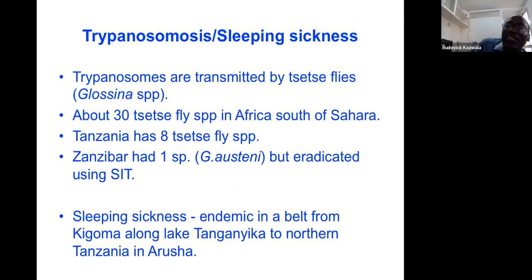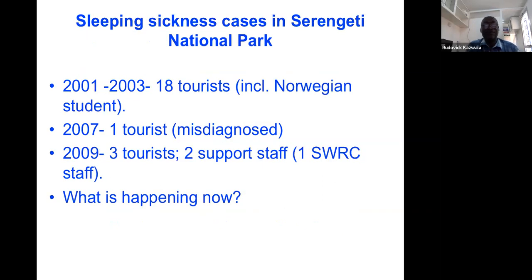Human sleeping sickness has occurred, especially in the western part of the country, but there were a few cases in Serengeti where especially tourists who were visiting there got the disease, but this has been contained. We don't see any more sleeping sickness in around Serengeti. And of course, we don't see that disease now.